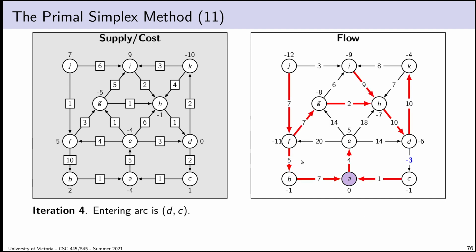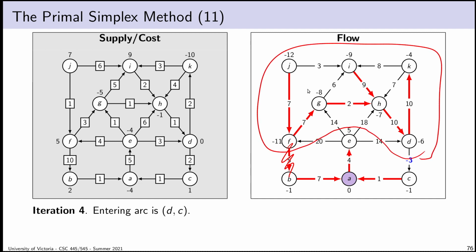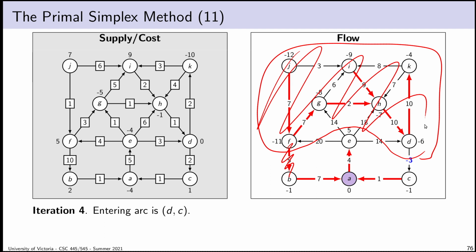If I go back over here and I think, what does that disconnect? If I delete FB, then I disconnect the entire upper part of the graph. So this is now my separated component. Everything in here has to have its dual variable recomputed.